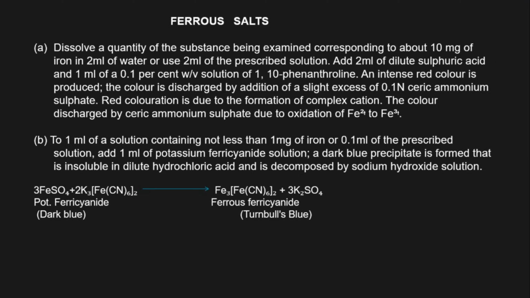The next cation which we have to deal with here is ferrous ion. The identification test for ferrous ion is as under. The first method is to dissolve a quantity of the substance being examined corresponding to about 10 mg of iron in 2 ml of water, or use 2 ml of the prescribed solution. Add 2 ml of dilute sulfuric acid and 1 ml of a 0.1% weight by volume solution of 1,10 phenanthroline. An intense red color is produced.